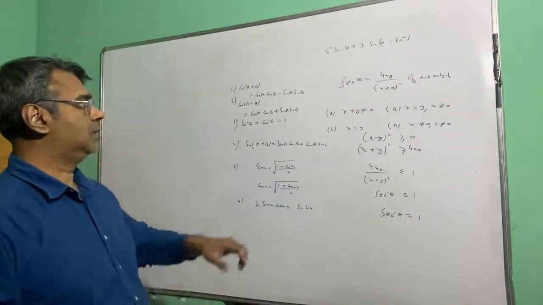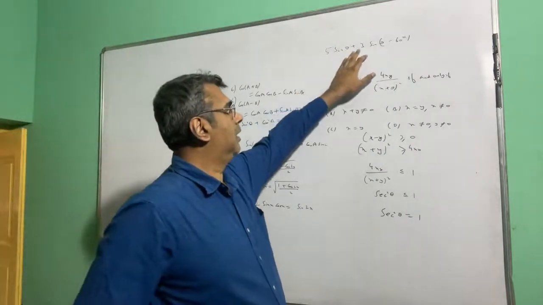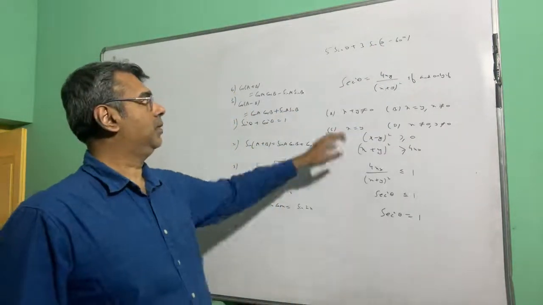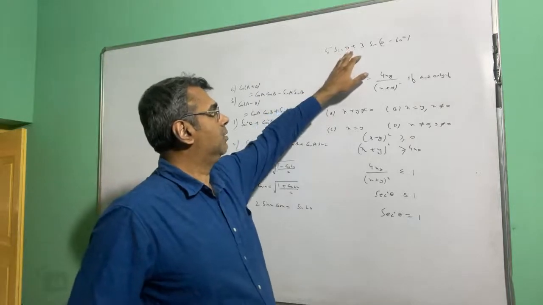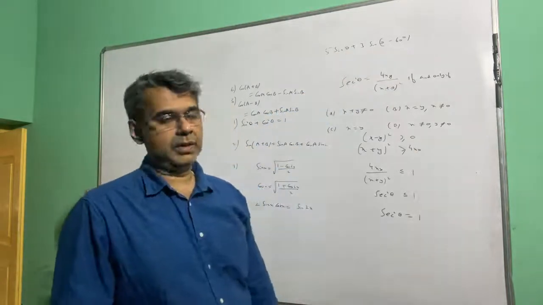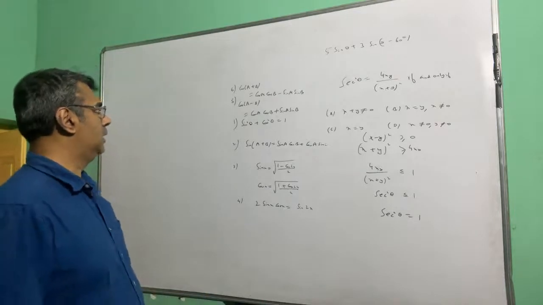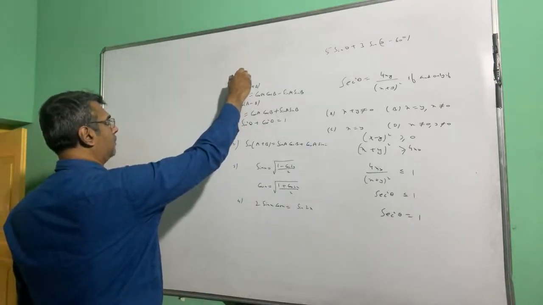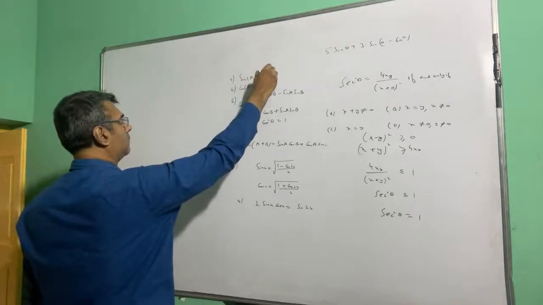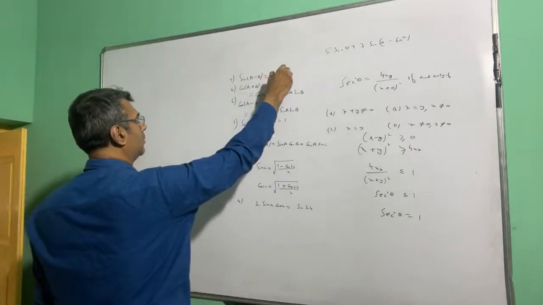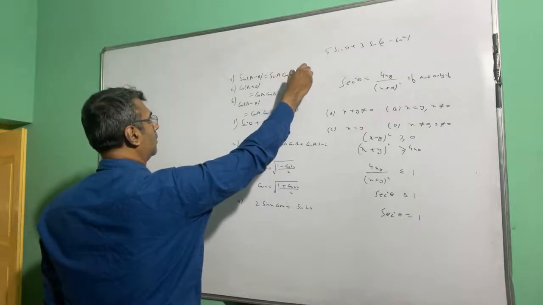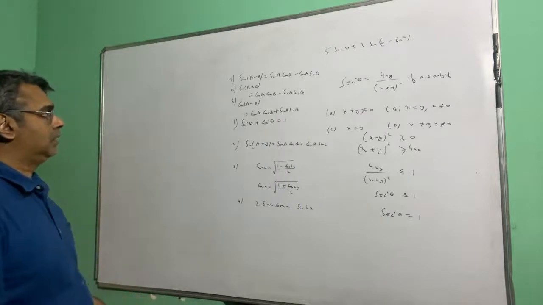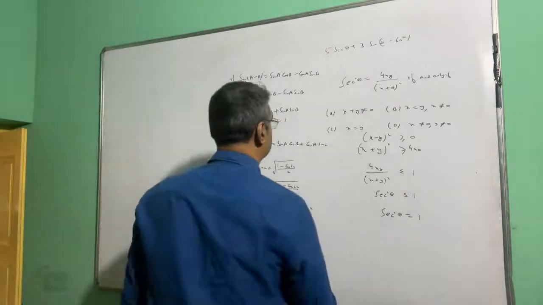Okay, the next question is: find the maximum and minimum value of 5 sine theta plus 3 sine (theta minus 60 degree). For doing this, we will just add another identity: sin(A minus B) equals sin A cos B minus cos A sin B.